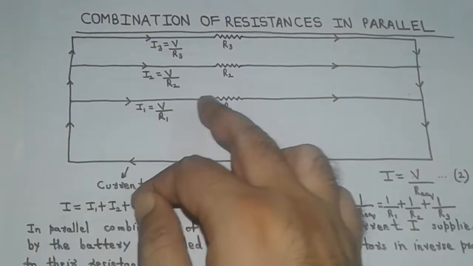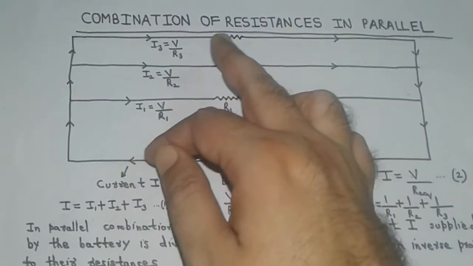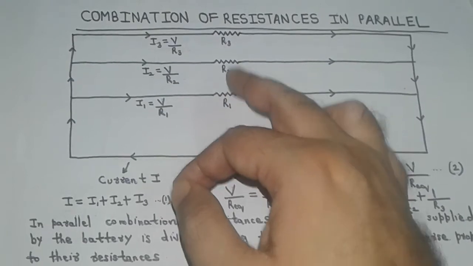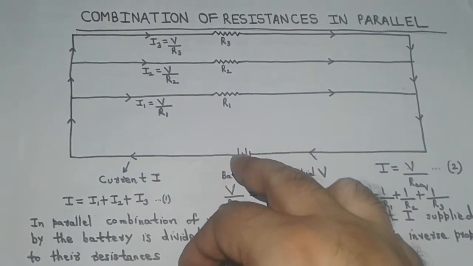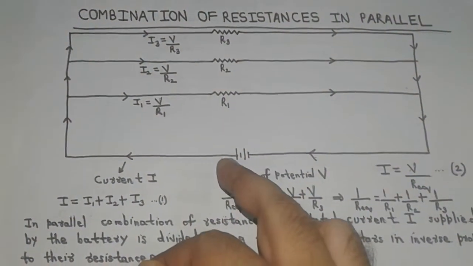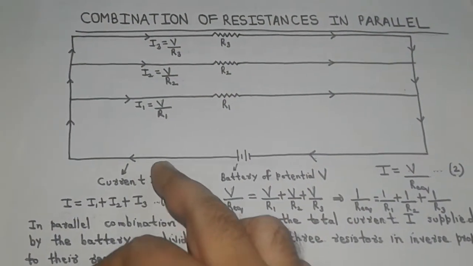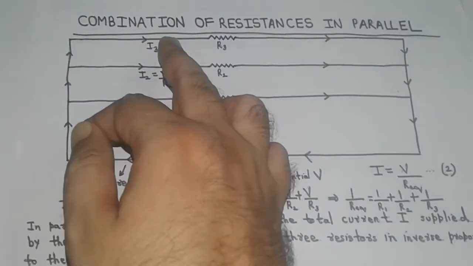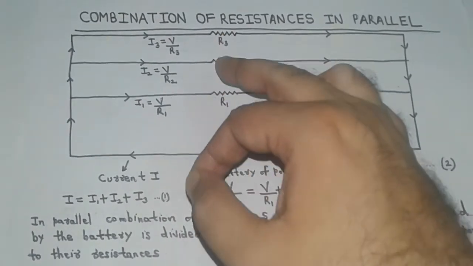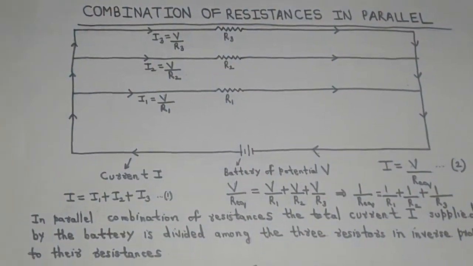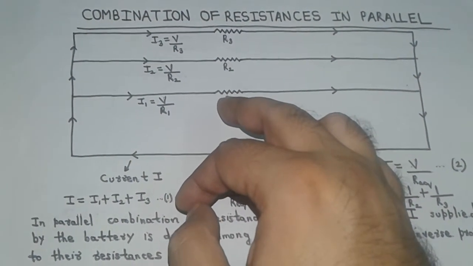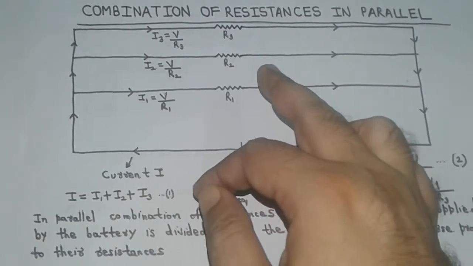In parallel combination of resistances, the potential drop across each resistor is the same and equal to the potential applied by the battery source. However, the total current I supplied by the battery source is divided among the three resistors in inverse proportion to their resistances. Thus, higher is the resistance of the resistor, lower is the current passing through it, and vice versa.